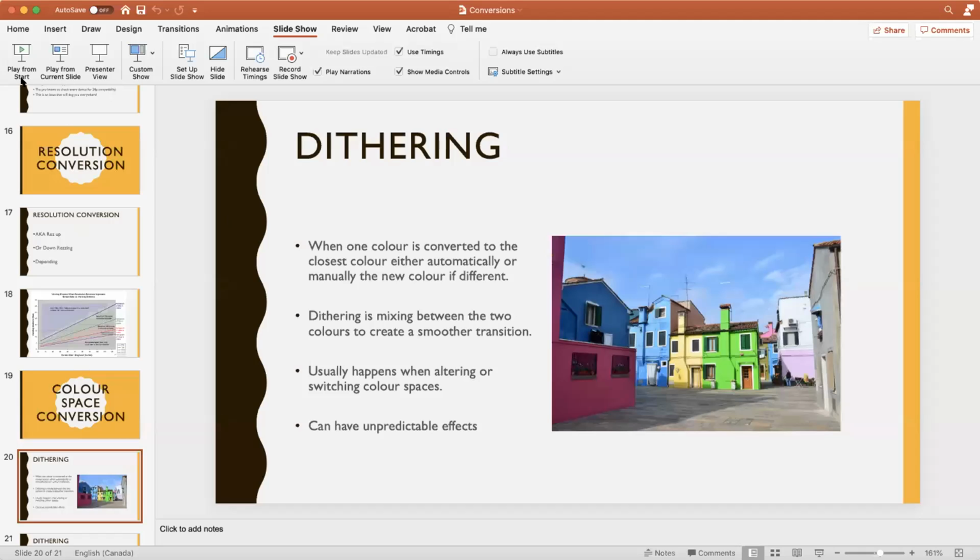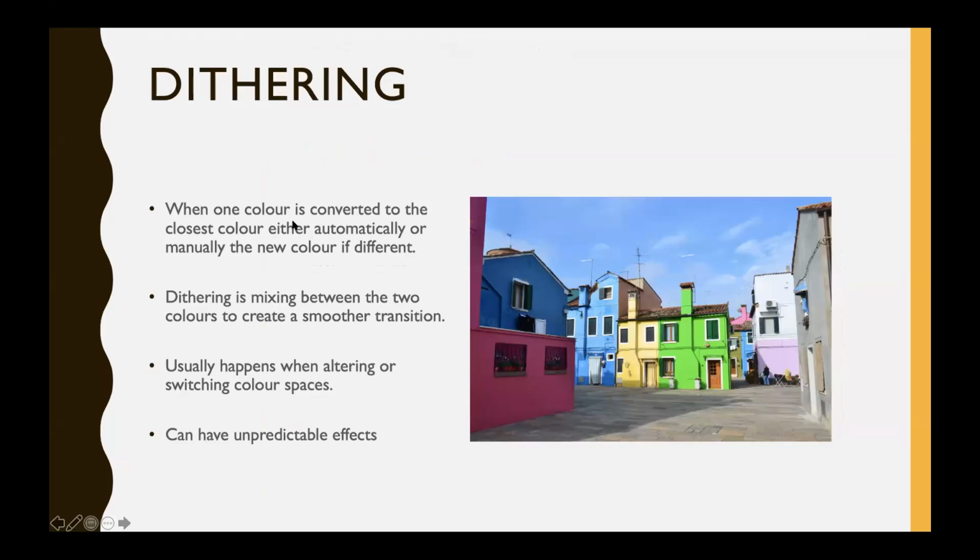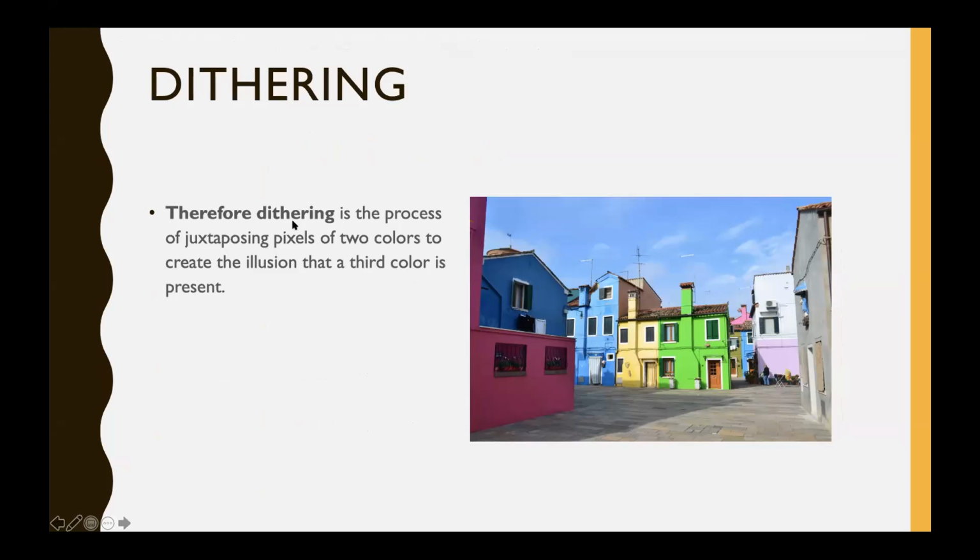There we go. Play from here. Okay. Yeah, and it can be unpredictable. That's the whole point there.